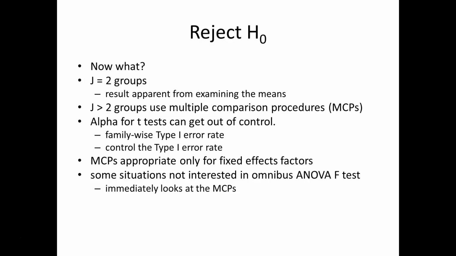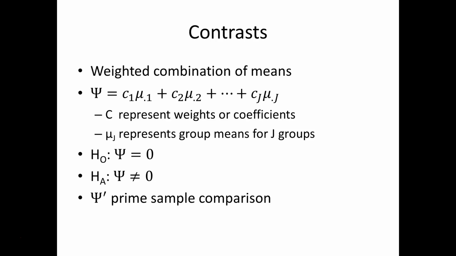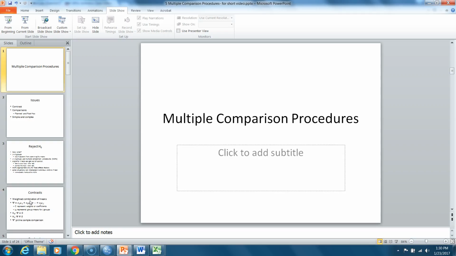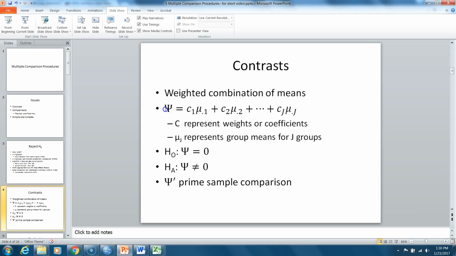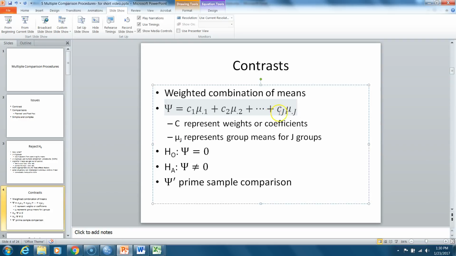In some situations we may not even be interested in the overall F-test, so we go right to the multiple comparison procedures. What is a contrast? It's a weighted combination of means. As you can see here, this is our equation, which is really saying some proportion of group 1 plus some proportion of group 2, etc.